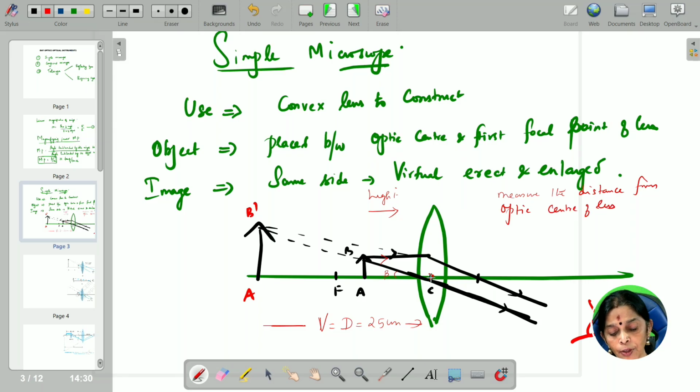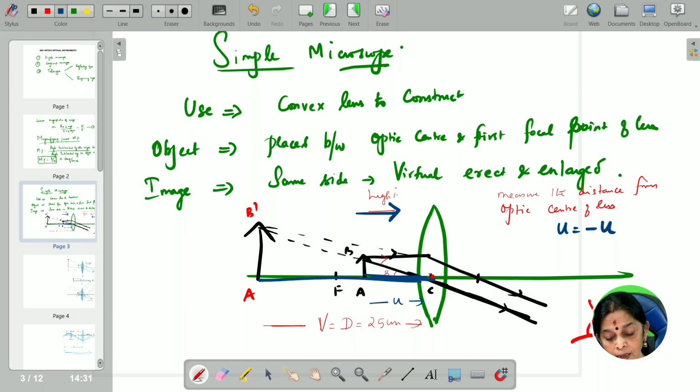When you measure the distance from the optic center of the lens, of course, against the direction of the light is negative. Come on, tell me which is negative here. Is the object distance negative? Yes. How do you say? Because you are measuring the distance against the direction of the light. So, light is coming like that, but you are measuring the distance against it. So, therefore, it is negative. So, therefore, I am writing u is equal to minus u.